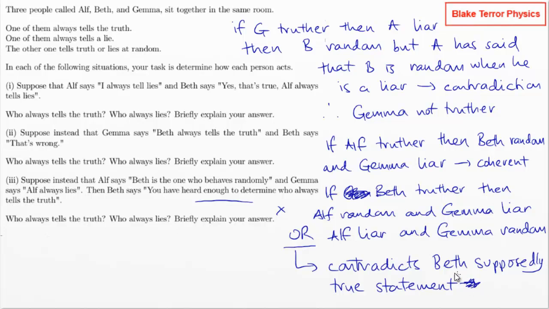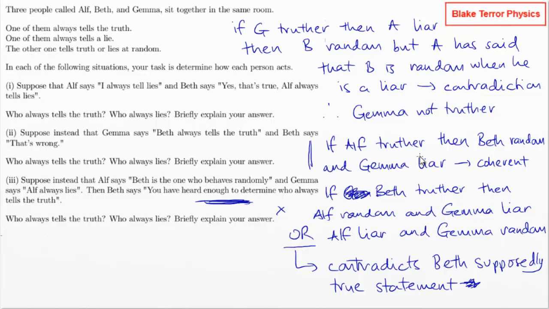Well, I've written out contradicts there. So does this definitely hang together for this one then? So Alf is a truther. That's what we're saying on this. Saying that Beth behaves at random, which means this statement could well be true. It certainly could be true. And Gemma is the liar, and Gemma is saying that Alf always lies. So that fits. So all of that is coherent.